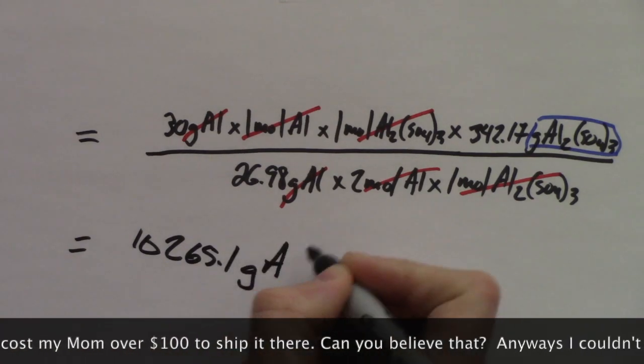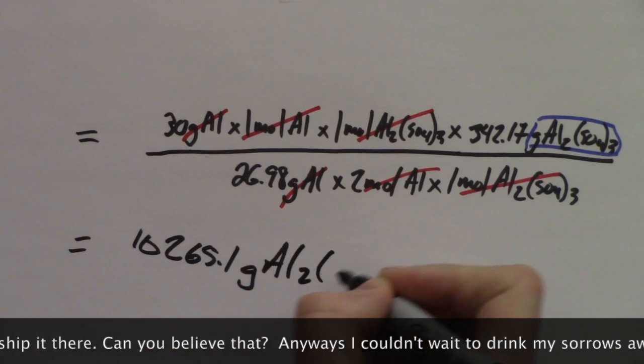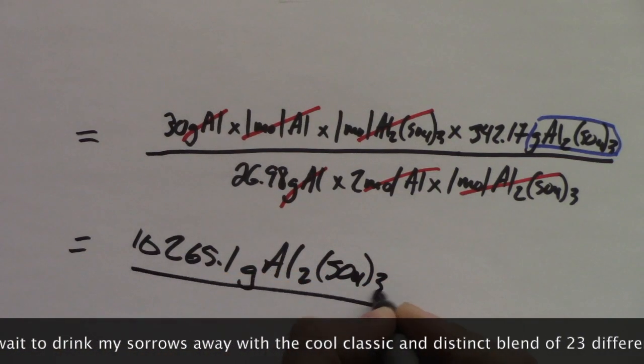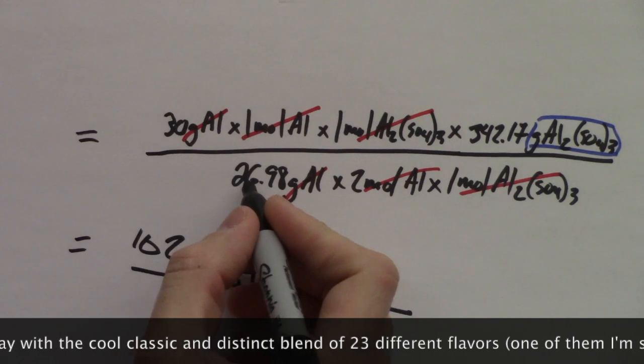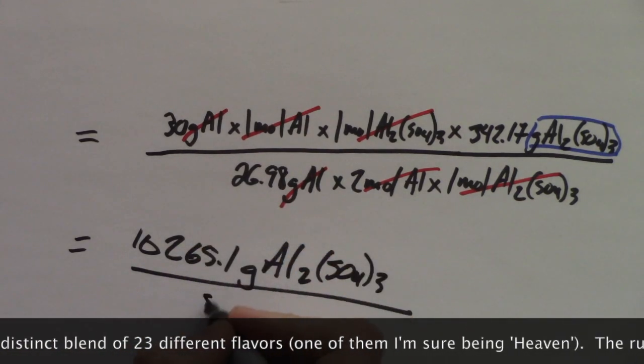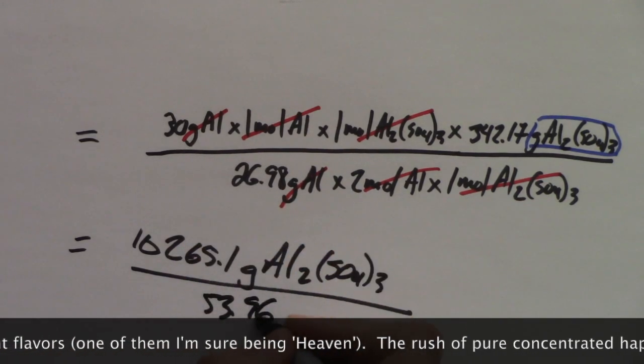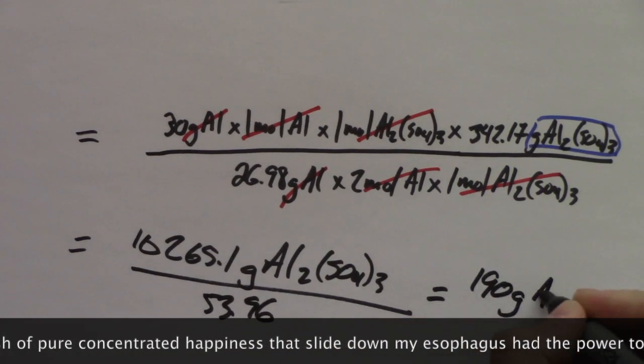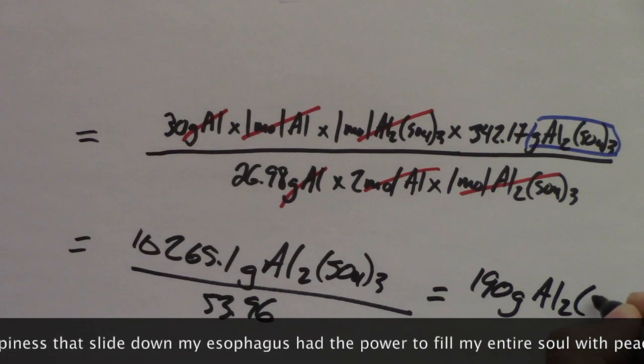10,265.1 grams of aluminum sulfate divided by the product of 26.98 times 2, which is 53.96. And what does that equal? 190 grams of aluminum sulfate.